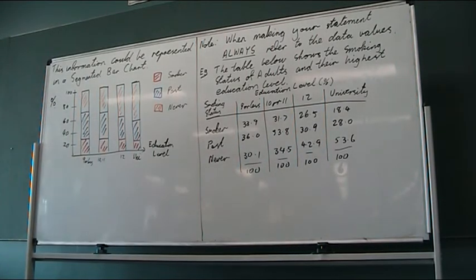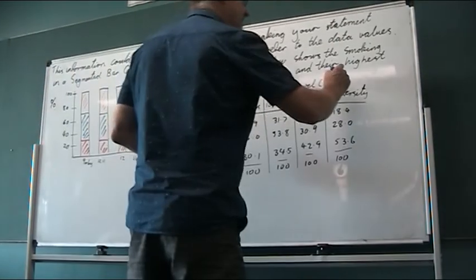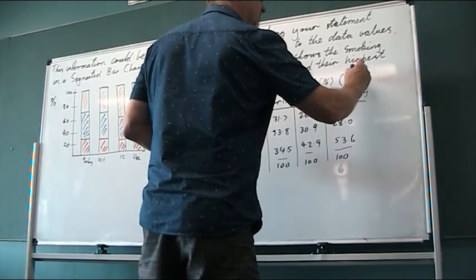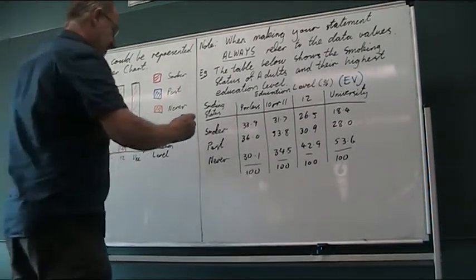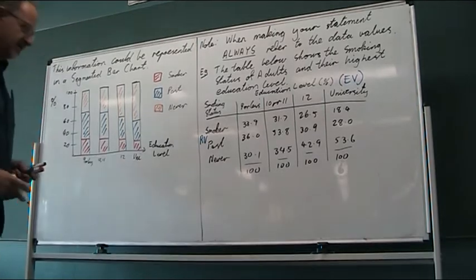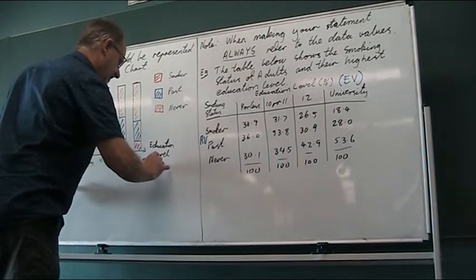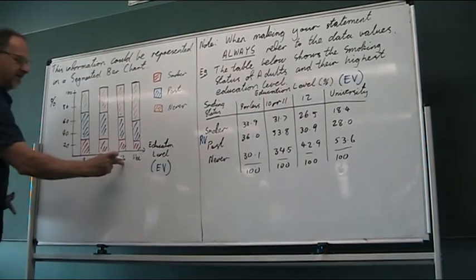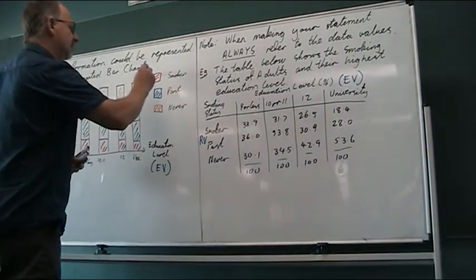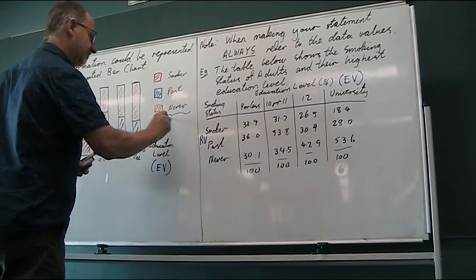All right, so here we go with that. And then a little bit more time. All right, so in terms of our explanatory variable and our response variable, our EV and our RV, our educational level, because it's forming the columns, is our EV. And then our smoking status here is our RV. So over here on our graph, our EV are these along here, and our RV is this stuff.